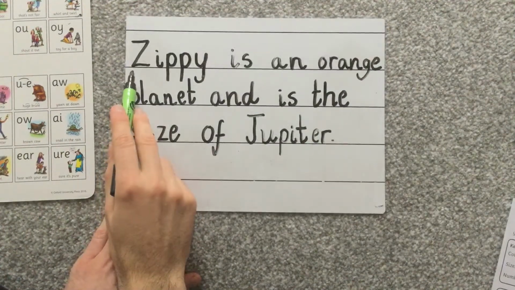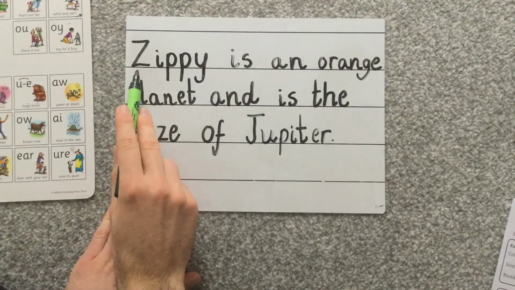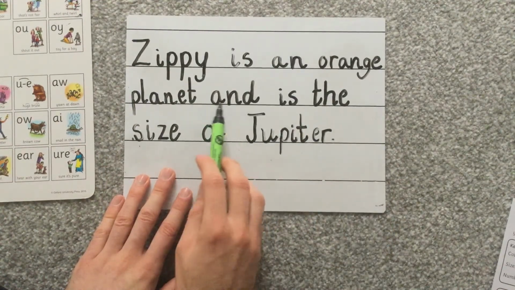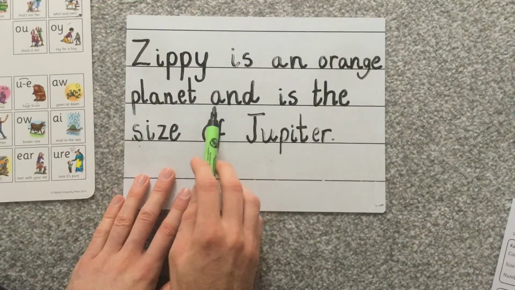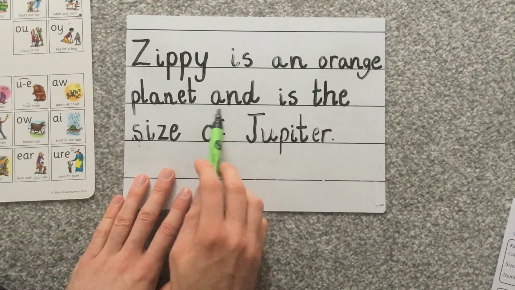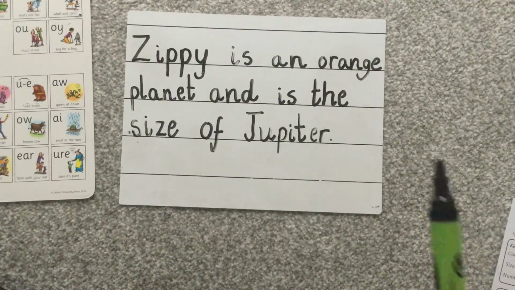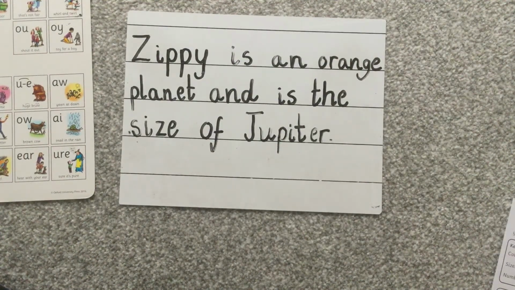We need to use capital letters at the start of our sentence, a full stop at the end, and we can join 2 pieces of information together with the conjunction and. Don't forget there will be dojo points for children that try extra hard with their presentation, handwriting and spelling.